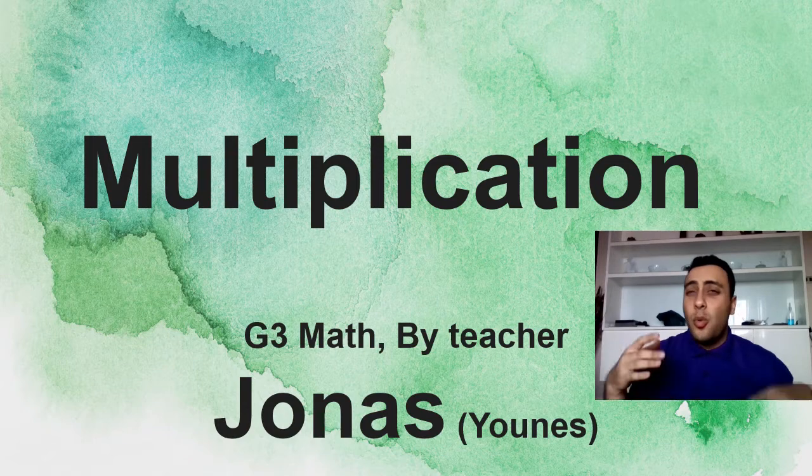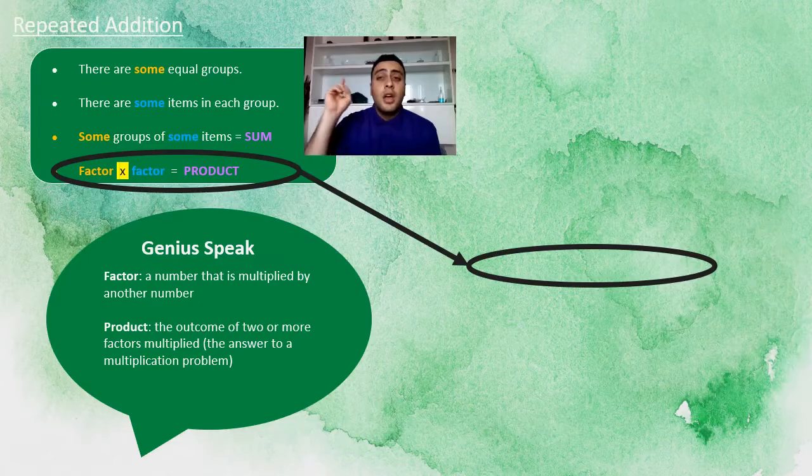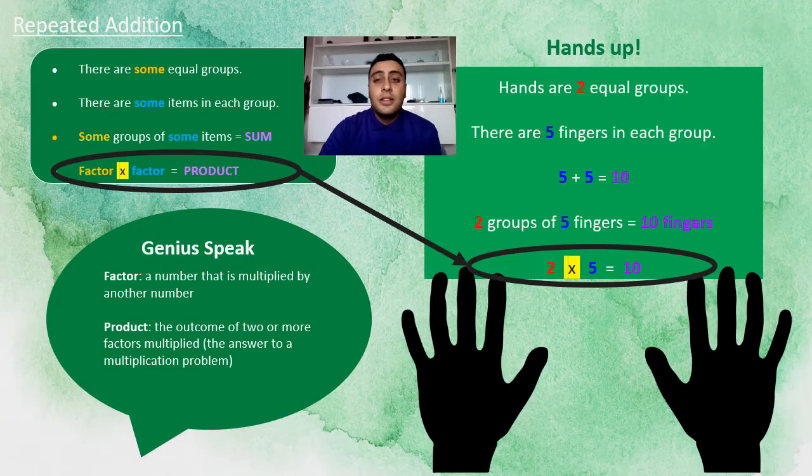Now let's see, what is multiplication? Okay, so let's learn about multiplication. What is multiplication? It is just like repeated addition. Do you know what is repeat? Repeat means again, again, again. Let me show you. Put your hands up like this. Everyone, put your hands up like this. Okay?